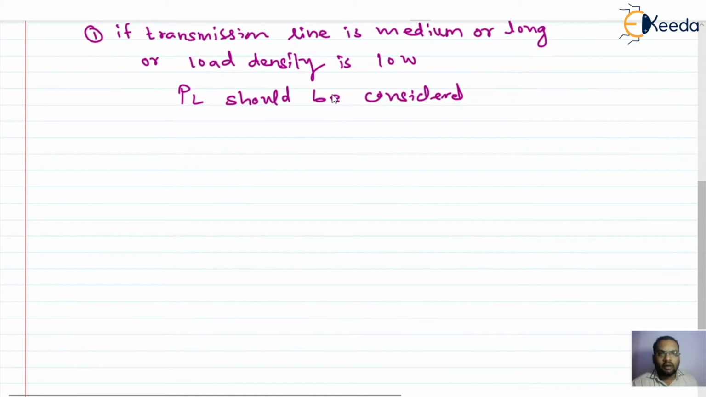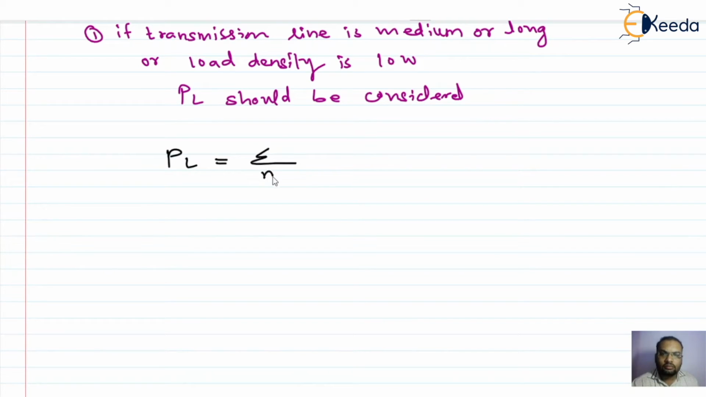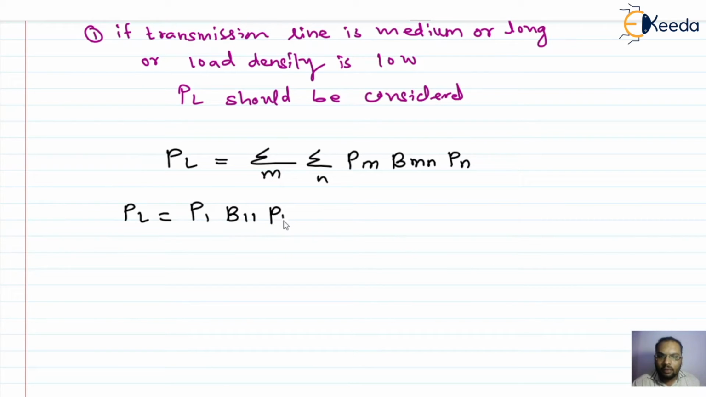Now how do we consider this power loss? We already know that the power loss on the transmission line is summation over m, summation over n, Pm Bmn Pn. So we can approximate this power loss as a quadratic function of the power output of the generators. As we have already seen, if we have two generators, then PL we can write as P1 B11 P1, putting m and n both as 1.